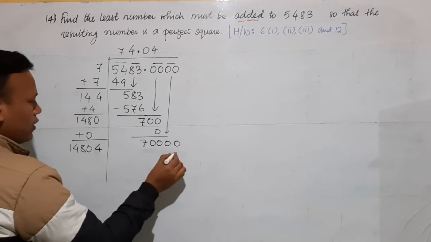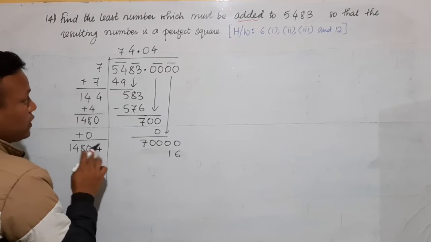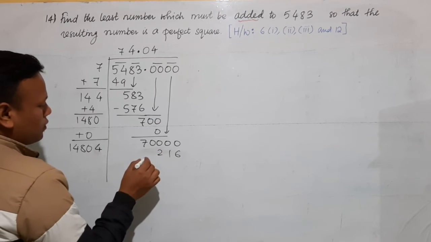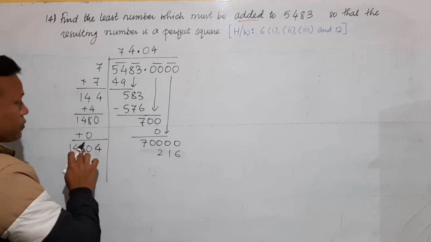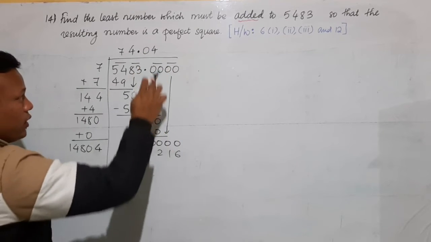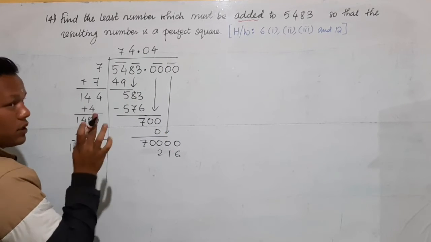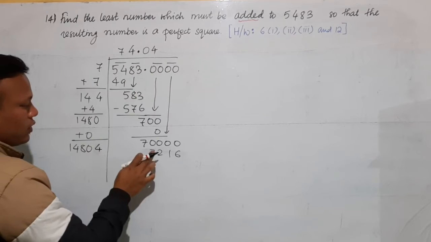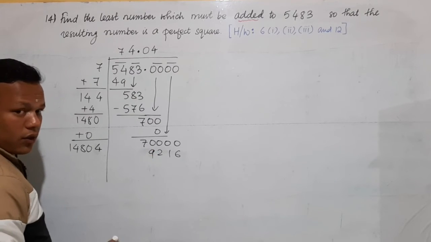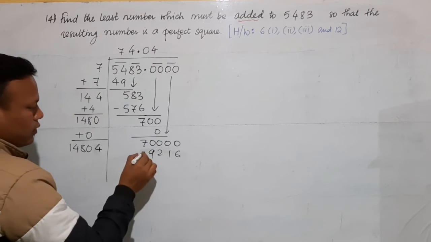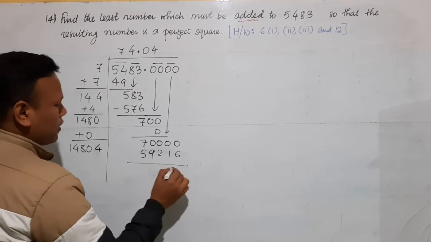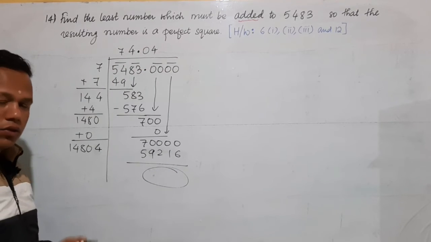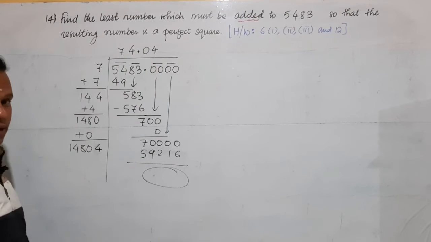4 4s are 16, carried over 1. 4 8s are 32, carried over 3. 4 4s are 16, plus 3 is 19, carried over 1. 4 1s are 4, plus 1 is 5. All right, let's subtract. Just subtract and check how much that is. So we got 2 decimal places in the square root.